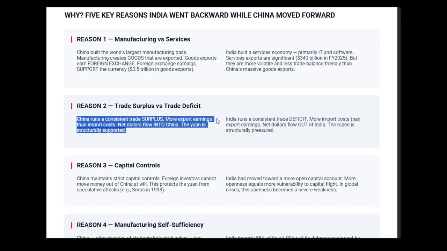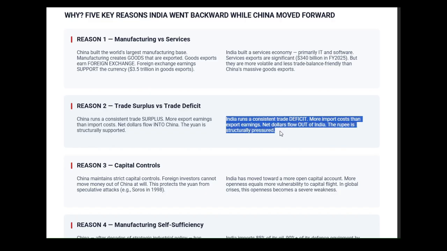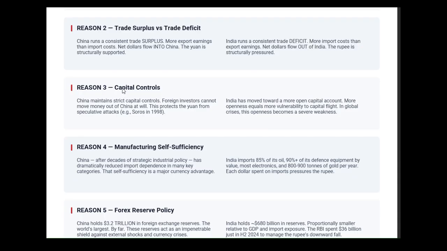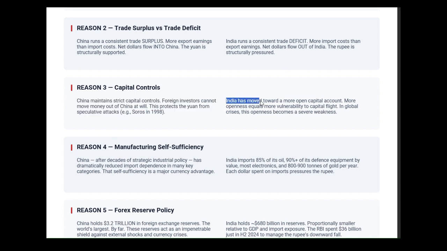Reason 2, trade surplus versus trade deficit. China runs a consistent trade surplus, more export earnings than import costs. Net dollars flow into China. The yuan is structurally supported. India runs a consistent trade deficit, more import costs than export earnings. Net dollars flow out of India. The rupee is structurally pressured. This single difference, surplus versus deficit, is perhaps the most critical determinant of long-term currency trajectory.